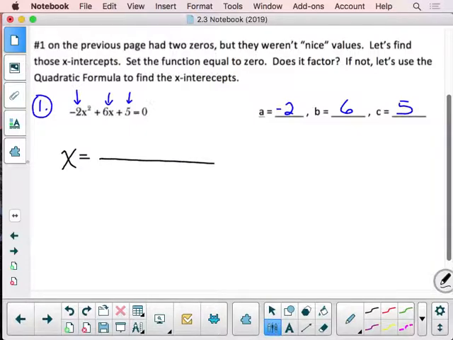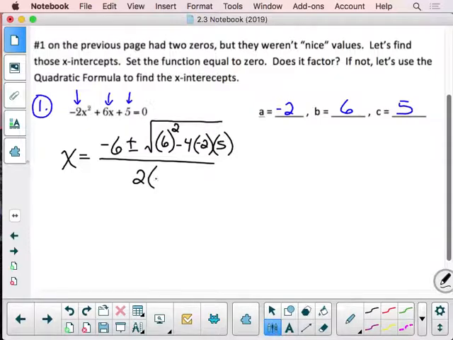So again, opposite of b, plus or minus, square root of b squared. Okay, I like to put them all in parentheses. -4 times a, which we said was -2, times c, which was 5, all divided by 2 times a, which would be in parentheses because it's a negative. Now you go about simplifying this.